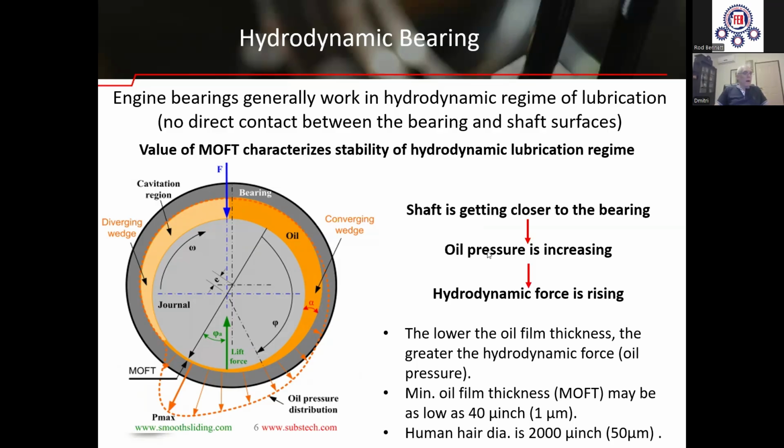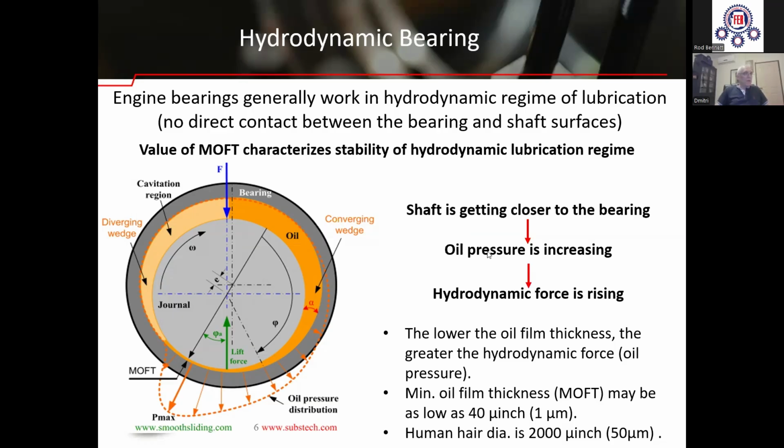Engine bearings are hydrodynamic bearings, which means that the bearing and shaft surfaces are separated by a continuous and constant oil film. This is generally correct, but it isn't always correct. But in principle, as I said, it's a hydrodynamic bearing.